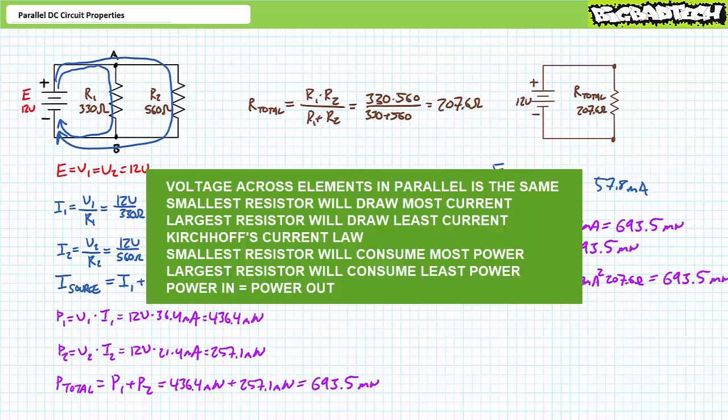Power in equals power out. For this circuit, power total equals P1 plus P2. And finally 5, the smallest resistor in a parallel circuit dissipates the largest amount of power, and the largest resistor in a parallel circuit dissipates the least amount of power.